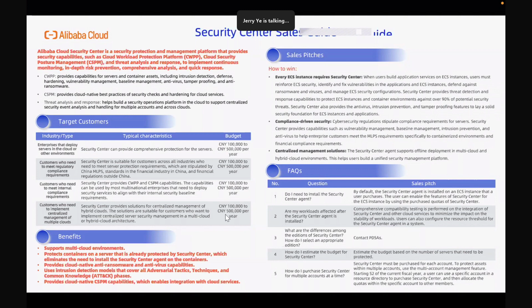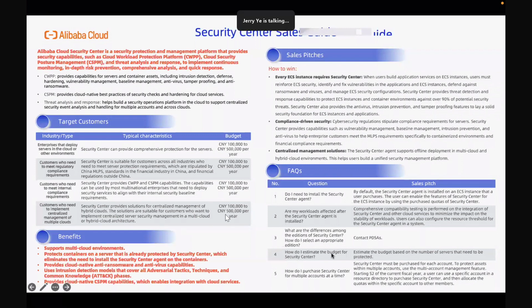The third one will be, what are the differences among the editions of Security Center and how do I select an edition? We suggest customers start from the Enterprise edition. In the Enterprise edition, the features are comprehensive, but if the customer's budget is limited, then we may recommend the Advanced edition or Antivirus edition to them. But if customers focus on container security, we may recommend the Ultimate edition to them. The main difference between the Enterprise edition and the Ultimate edition is that the Ultimate edition can provide container security features.